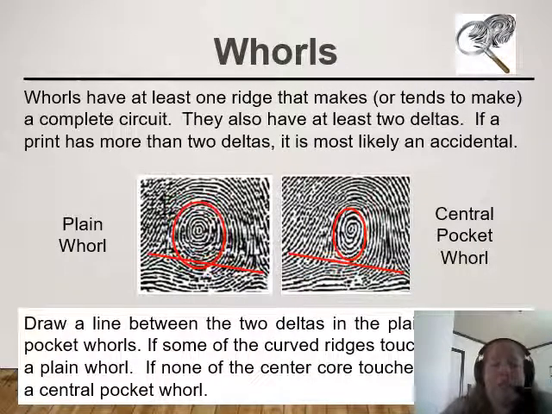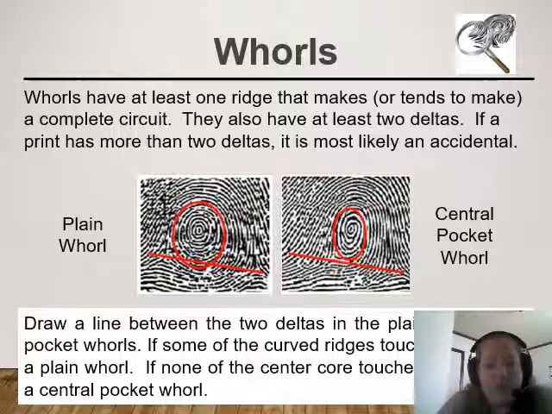And lastly, we have a whorl. Whorls have at least one ridge that makes a complete circuit. Okay? They also have at least two deltas. If a print has more than two deltas, it would most likely be an accidental print.